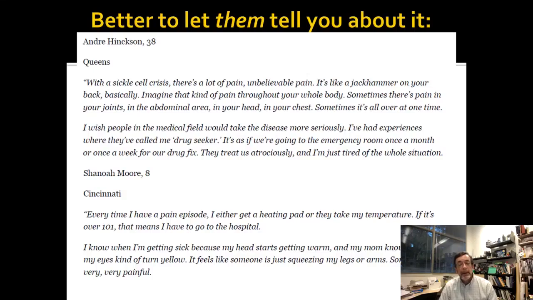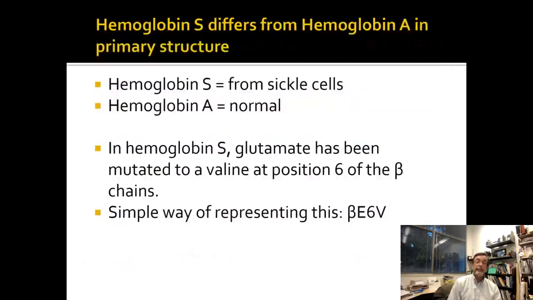Here's an 8-year-old, and basically the episodes of sickle cell actually coincide with fever, like the immune system starts to freak out because the whole body freaks out and you end up with a fever. And so the 8-year-old says that when an episode starts, her head starts getting warm, her eyes sort of turn yellow, there's some kind of jaundice to the eyeballs, pressure on the legs and arms, and it can be very, very painful. Doctors need to know about this so you can look for it, because you don't have time to do genetic sequencing when somebody's in the middle of one of these episodes.